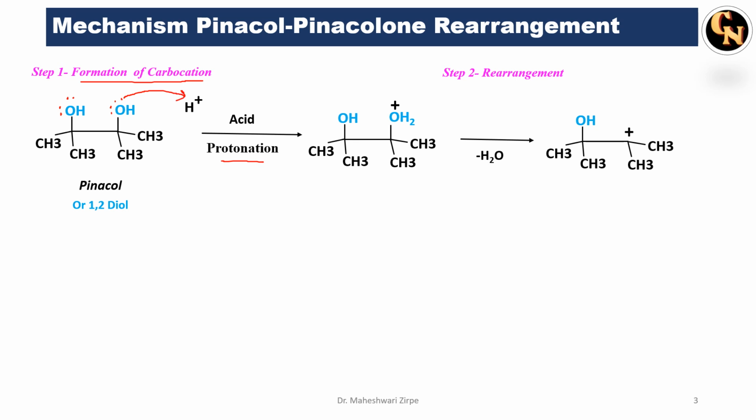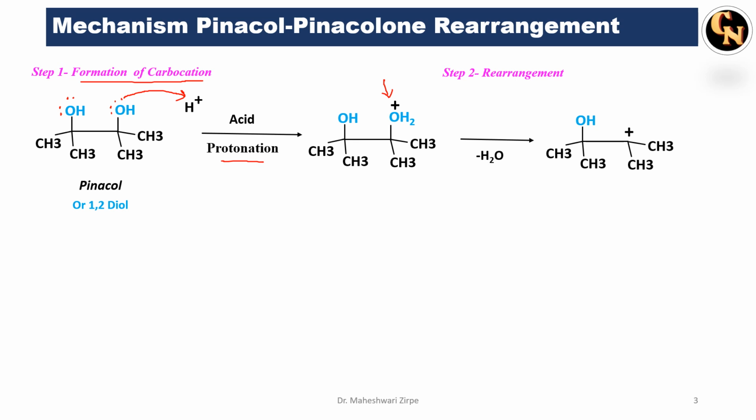It is going to grab the proton, and a hydronium ion is formed. See here, the hydronium ion is going to be formed. So the first step is protonation. When you have protonation, you will find it gets converted into a carbocation, that is, elimination of a water molecule.